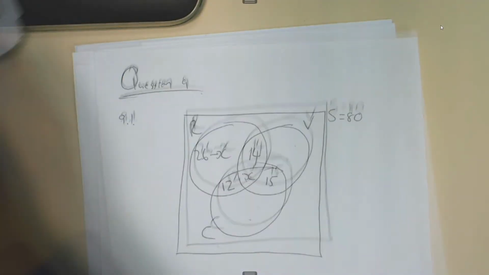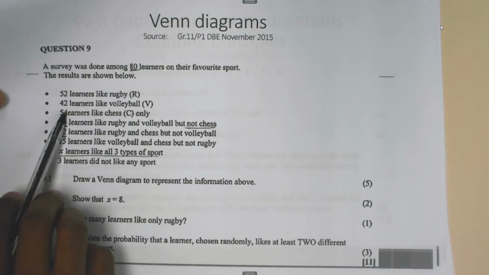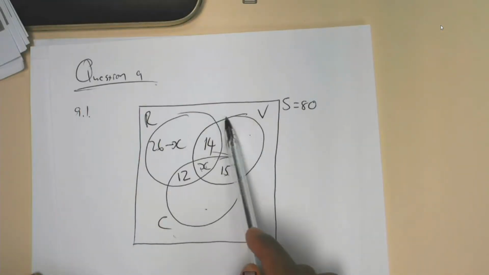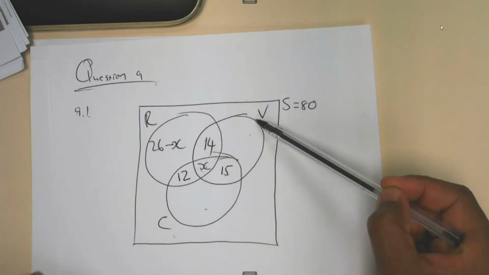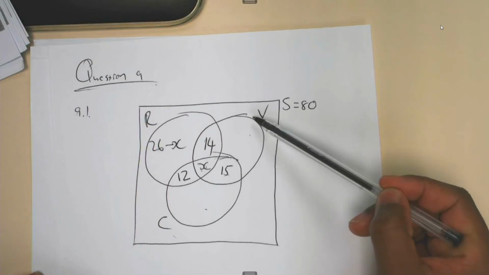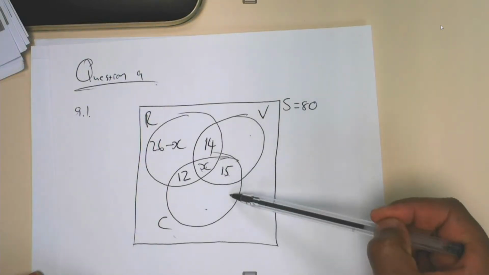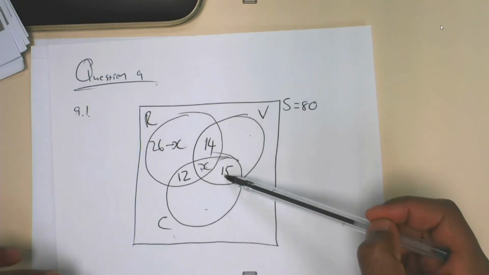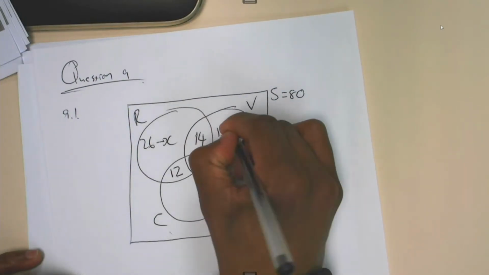Now let's move on to volleyball. 42 learners like volleyball. Again, it means the entire event of learners that like volleyball should be a total of 42. But already in the volleyball event, I have 14 learners, I have X learners, and I have 15 learners. So from 42, we subtract 14, X, and 15. And if you do that, we'll be left with 13 minus X.